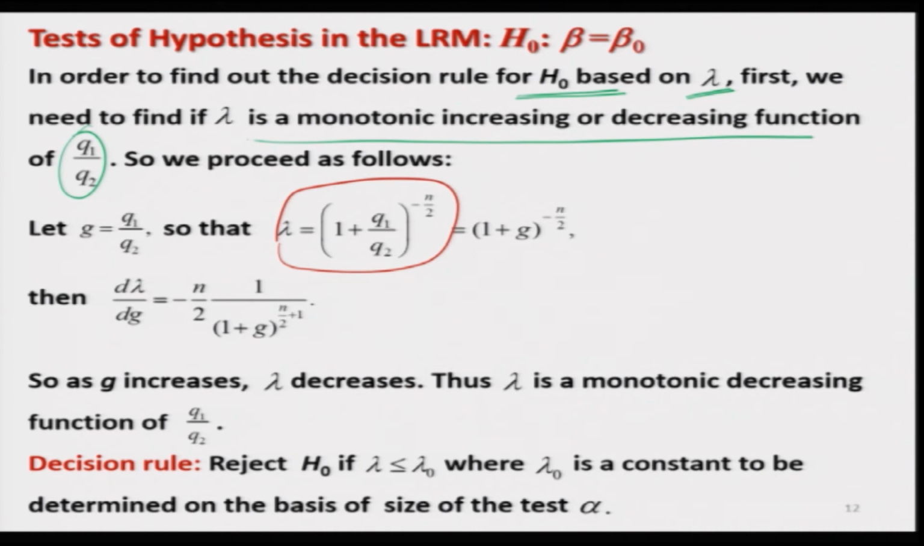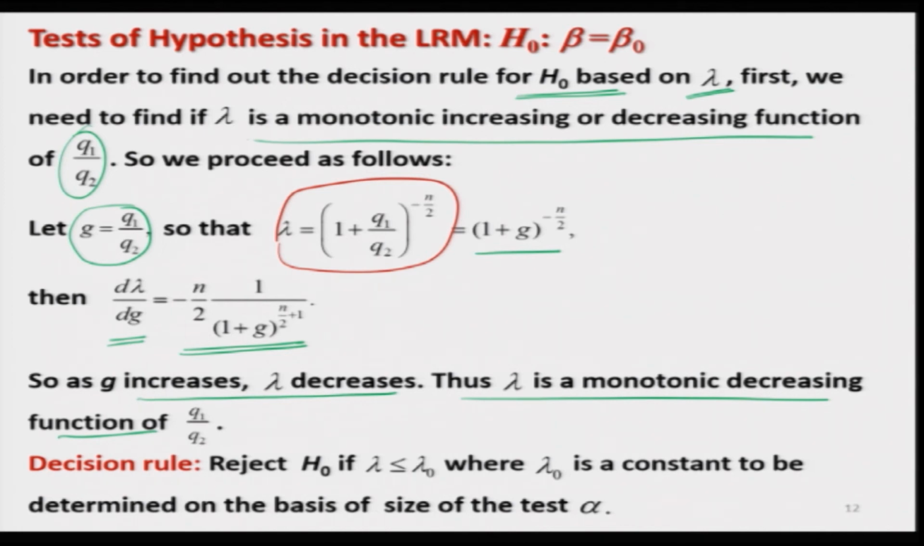So, I simply want to do a small algebra to check whether lambda is a monotonic increasing function of Q1 upon Q2 or a monotonic decreasing function of Q1 upon Q2. So, let G be equal to Q1 upon Q2 just for the sake of simplicity. So, lambda can be expressed as (1 plus G) raised to the power of minus n by 2. And now if you differentiate lambda with respect to G, it will come out like this, and you can see from this expression that as G increases, lambda decreases. So, I can say that lambda is a monotonic decreasing function of G, that is Q1 upon Q2. Well, that is a very simple algebra that you know.